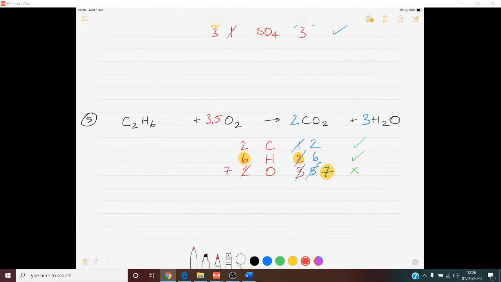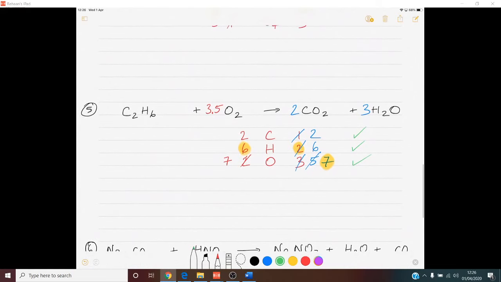And that gives us 7 oxygens altogether. So to clarify, 3.5 times by 2 gives us 7, which is now balanced. So this is the balanced equation. But there is one last issue which we haven't seen until now. And the issue is we do not like, as chemists, decimals. We don't like to have non-whole numbers in our equation. So we need to find a way to get entire whole numbers into our equation. And the easiest way to do this is to times everything in the equation by 2.